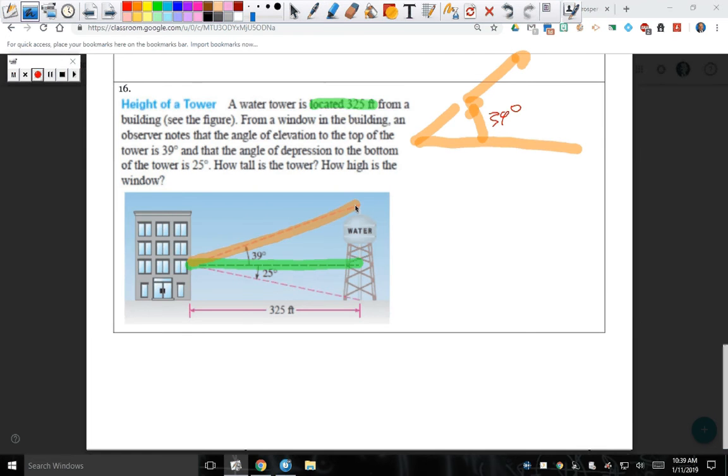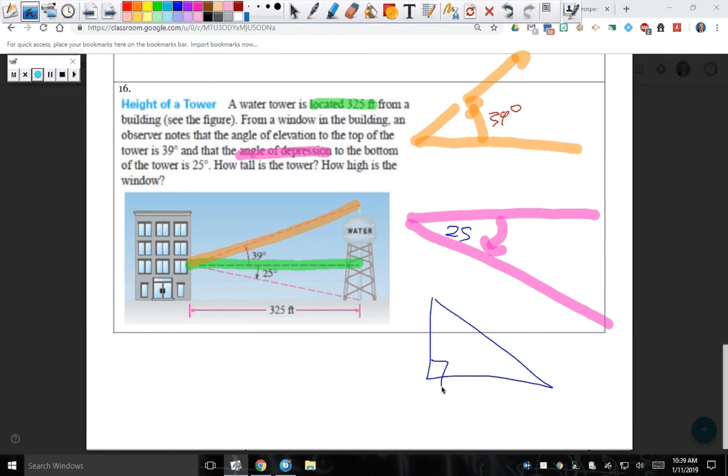And then it says the angle of depression. So it depresses me a little bit. It really depresses me how a lot of people struggle with this, okay? The angle of depression is from a horizontal line down. This angle is 25. So people start drawing triangles and they say, oh, angle of depression is when you go down. That's 25. And that's wrong, okay? That's not 25. This piece right here from a horizontal representation is 25.